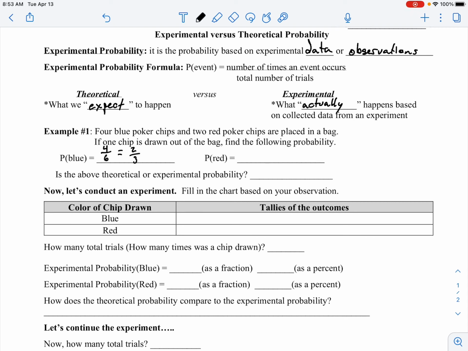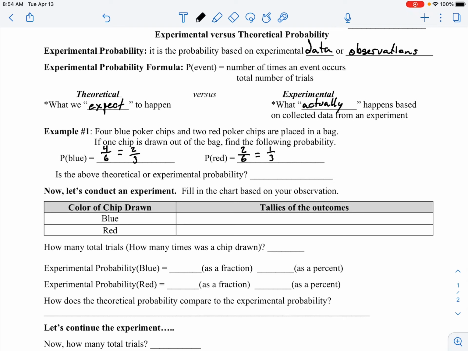Now let's check it out for the red. So we've got 6 total chips, that hasn't changed, and we have got 2 reds in there. And then we get 1/3. And this should make sense because if we draw a poker chip, we have a 100% chance of drawing a poker chip. So the 2/3 of the blue and the 1/3 of the red gives us our 100% there. We're going to draw a chip no matter what.